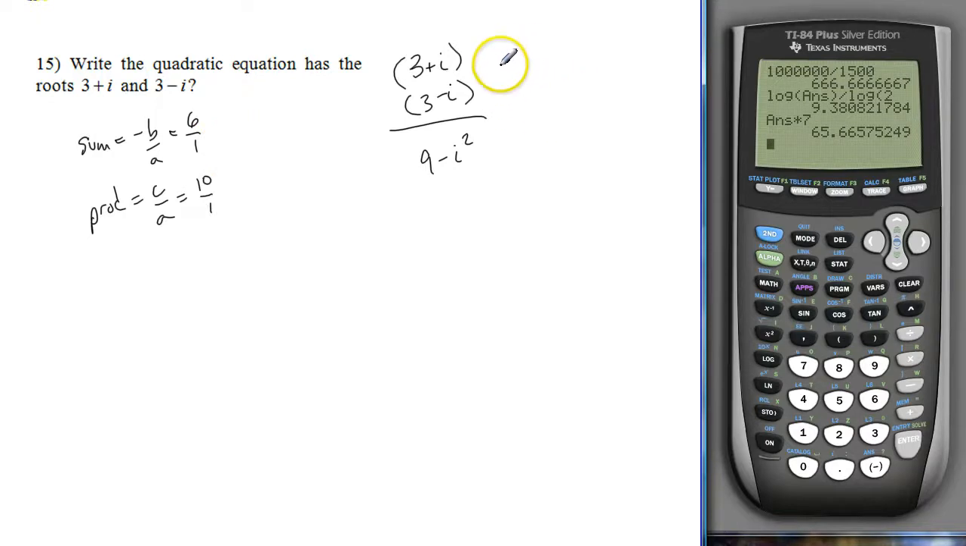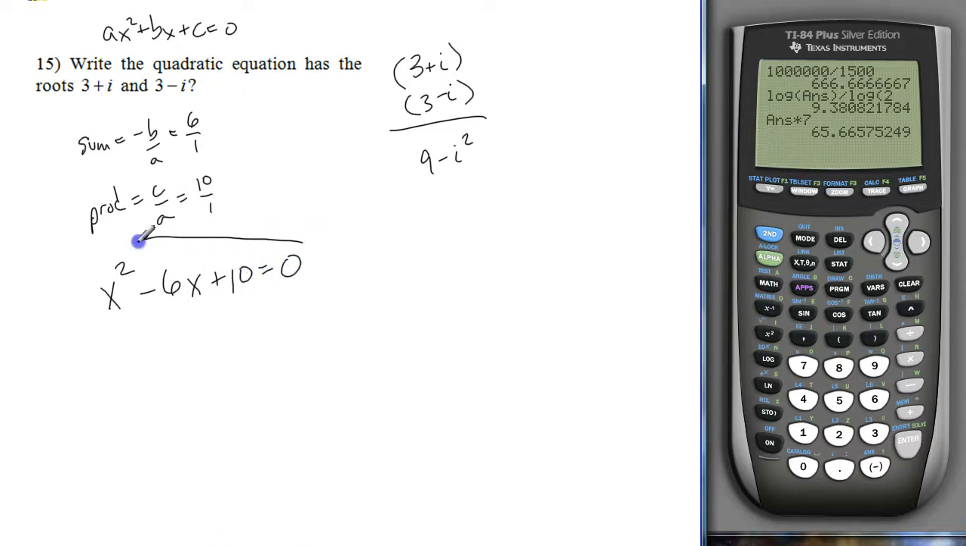And then remember it's going to be ax squared plus bx plus c equals 0. So a is 1 in this problem, so it's going to be x squared. B is the opposite, so it's negative 6x. C, just keep whatever was there, plus 10. Don't forget the equals 0.